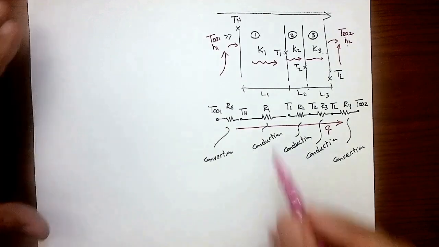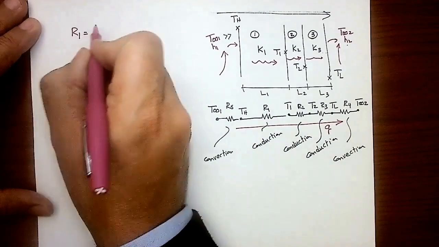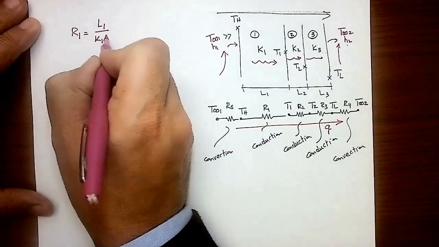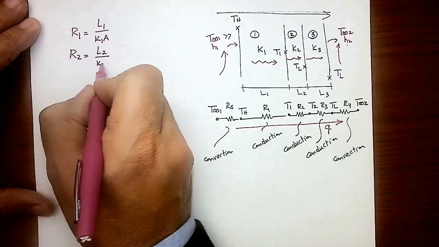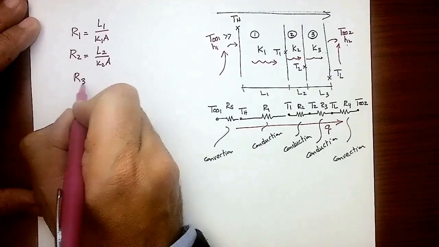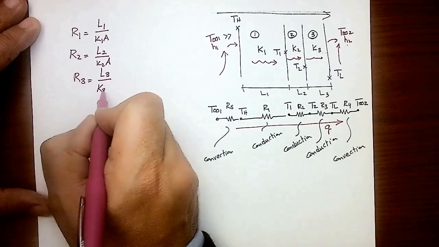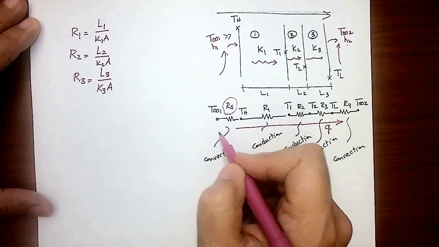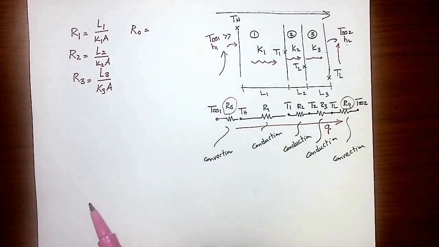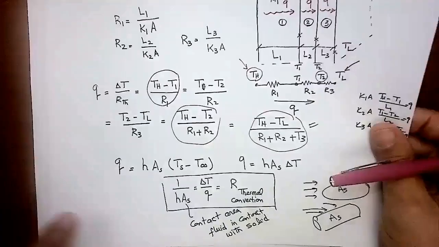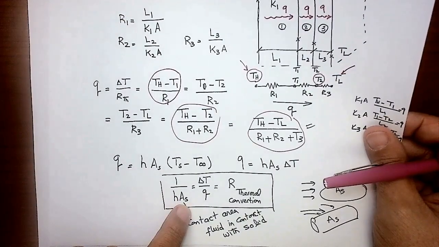Okay, now we did calculate R1. R1 is conduction. It's L1 over K1 times A. What about R2? We listed that on the previous page. L2 over K2 A. R3, it's L3 over K3 A. Now, what's new? It's R node, which is a convection, and R4, which is a convection. R node, what is the formula for convection resistance? It's 1 over H A S. It's right here. 1 over H times A S.